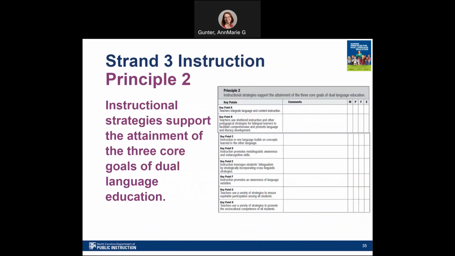All right, let's move on to Principle 2 of Strand 3. Principle 2 states, instructional strategies support the attainment of the 3 core goals of dual language education. So I want you to pause for a moment, think about where that is in your PDF, an explanation of that, as well as the rubrics and so forth we'll be using.